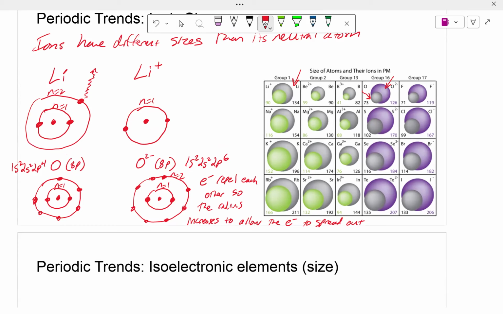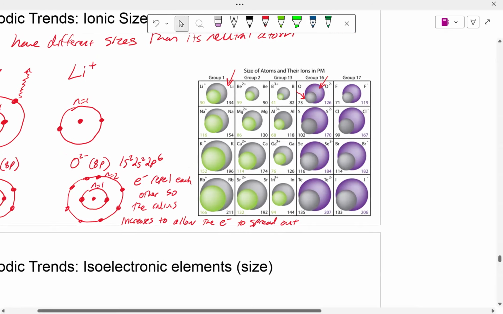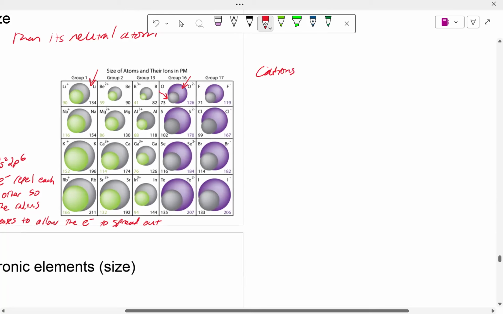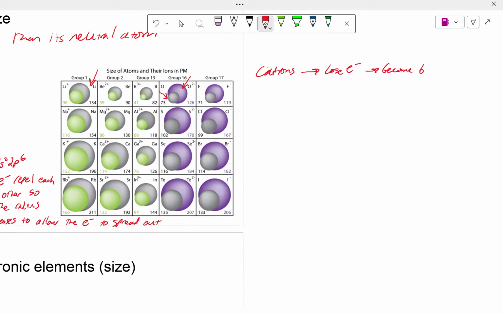So the general trend: cations tend to decrease in size. Anions, when they gain electrons, become bigger in size. Probably a good thing to write down. Cations lose electrons and therefore become smaller. Anions gain electrons and therefore become larger.